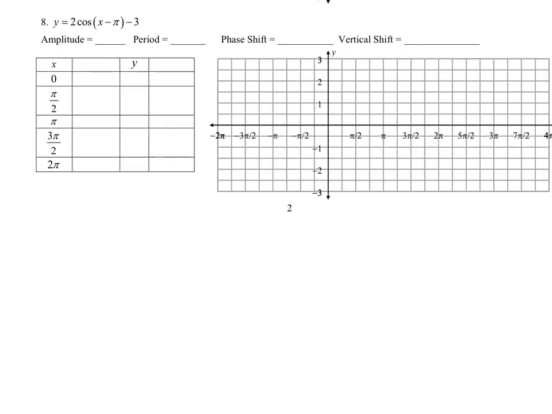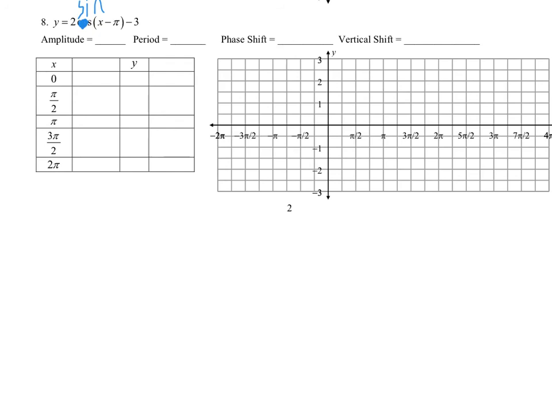Okay, in the last graph, we're going to change cosine to sine. So this was a typo. This should have said sine, not cosine. So we need to change that on all of our reviews. So change cosine to sine, and now we're going to graph sine.